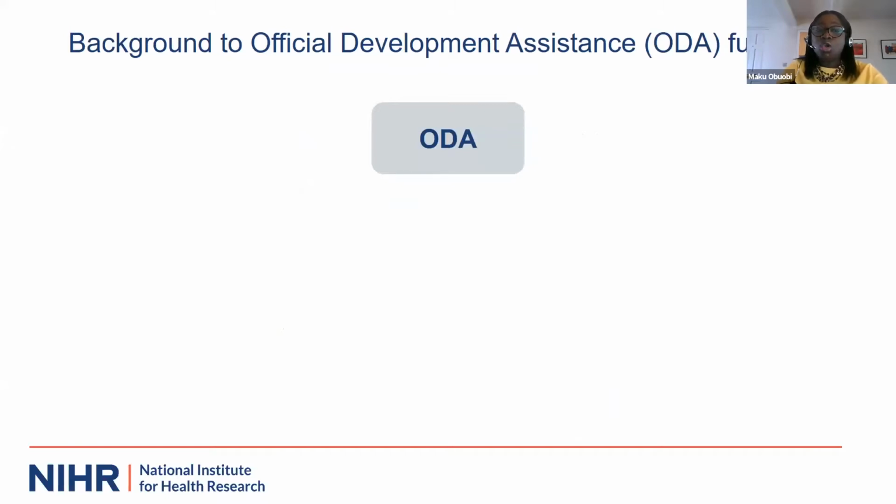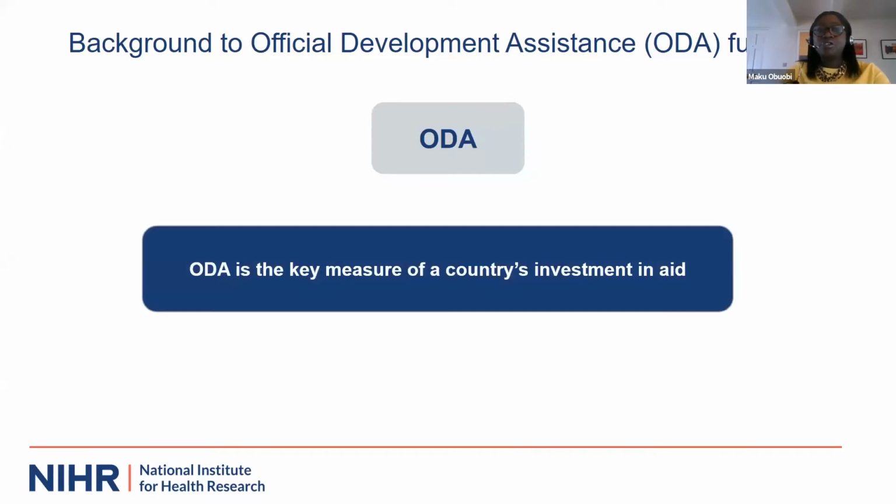So all global health research contracts managed by NIHR centers are funded through official development assistance funds. So what is official development assistance, or ODA? So ODA is a key measure of a country's investment in aid. Sorry, slight problem with my slides.